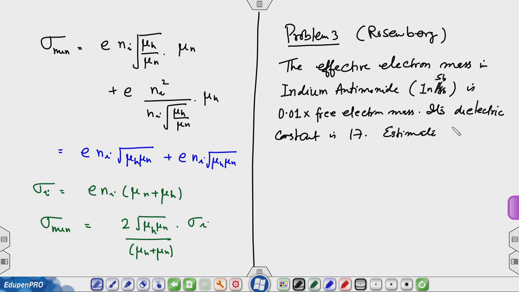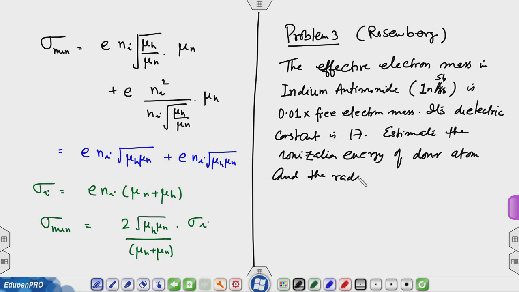Estimate the ionization energy of donor atom and the radius of electron orbit.